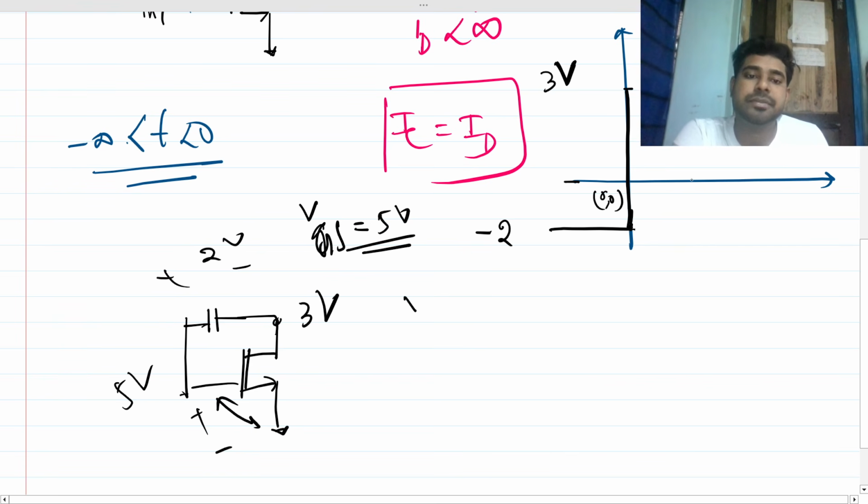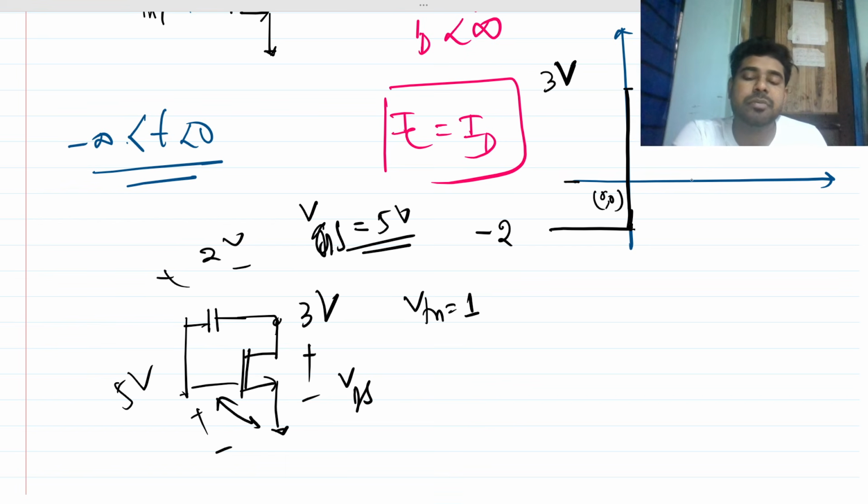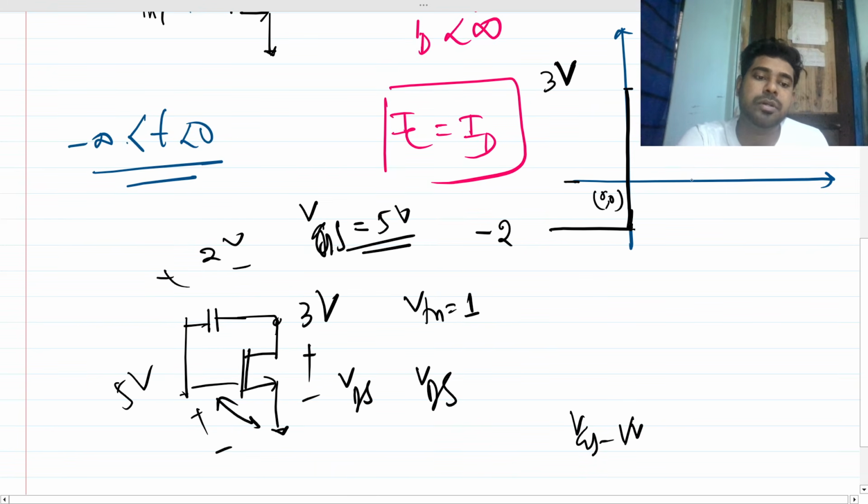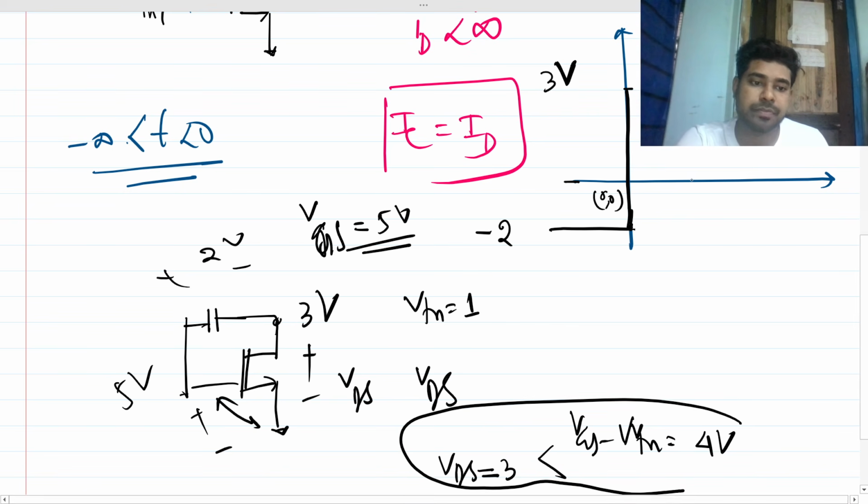What is your threshold voltage? Threshold voltage is 1 volt. And what is your VDS? Your VDS is how much? 3 volt itself, right? So you have to check what is the region of the MOSFET. So I can see that your VGS minus VTN is 4 volt and your VDS is 3 volt. So it is less, right? So it will be in the triode region, okay?